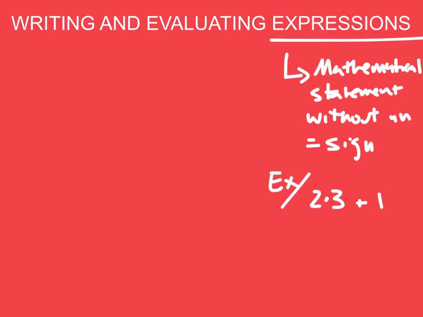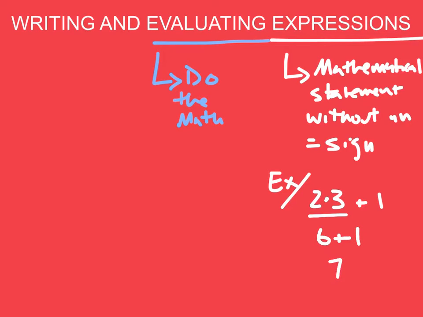So when I say the word evaluate, what I'm saying is to do the math. All right, it's as easy as I can make it. So when I have an expression here, I want to simply just do the math. All right, so the first thing I would do is I would do 2 times 3, which is going to give me 6, plus 1, which gives me 7.